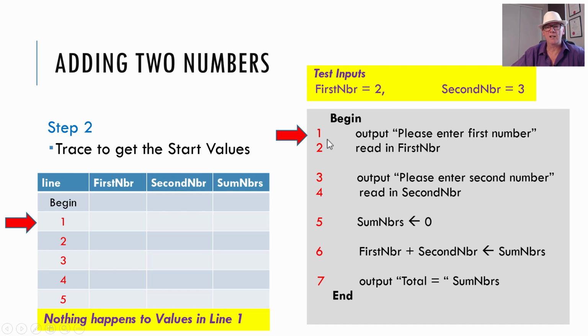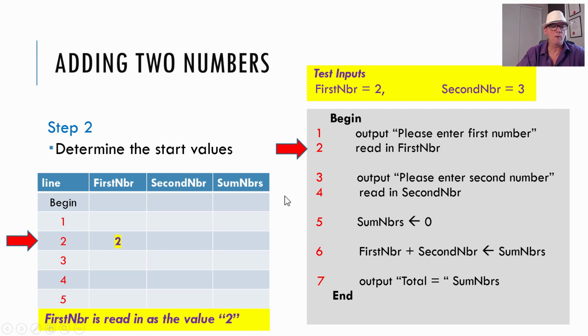So let's start analyzing. Line 1, it's just saying please enter the first number. So it's just putting that instruction out onto the screen, and nothing's happening to the actual variable values yet. So we're not doing anything in our table for line 1. Now we go to line 2. Line 2 in the pseudocode is where we get the number which they've typed in.